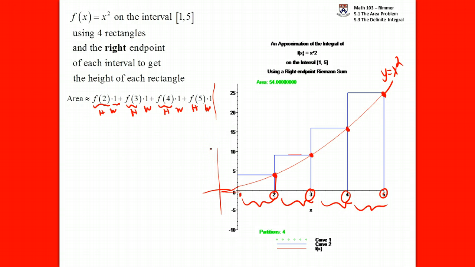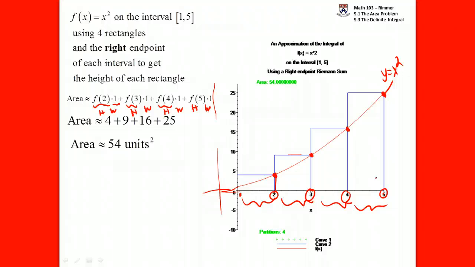It's not that bad. I'm only plugging it into the function y equals x squared. So I take 2 and square it, take 3 and square it, 4 and square it, and 5 and square it. Each time I'm multiplying by 1, but it's okay. I just don't do that. And so I have a 4 plus a 9 plus a 16 and a 25. And as my picture indicates, that's an overestimate. That's too much. When you add that up, you get 54.